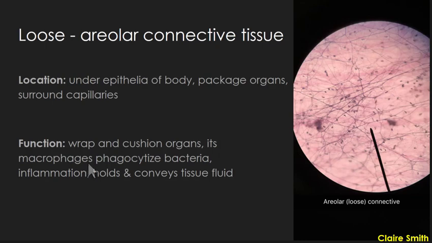It has specialized cells that are macrophages that phagocytize bacteria. So get rid of bacteria or any pathogens. It plays a role in inflammation response, and it holds and conveys tissue fluid. So again, I just remember it's around the organs and it wraps and cushions organs. Okay, and it's loose because all of these fibers are pretty spread out. There's a lot of like empty spaces. It's not actually spaces, but all those fibers are really spread out.